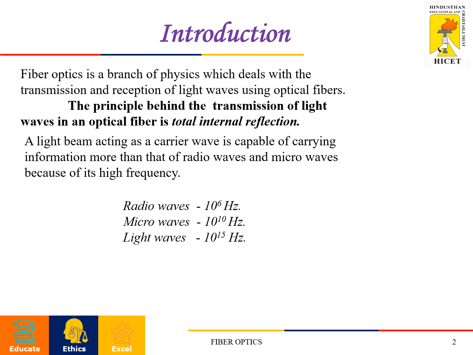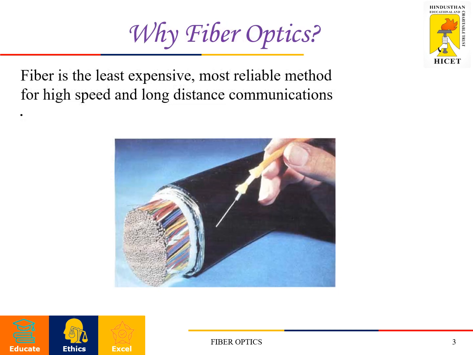Fiber optics is a branch of physics which deals with the transmission and reception of light waves using optical fiber. The principle behind the transmission of light waves in an optical fiber is called total internal reflection. A light beam acting as a carrier wave is capable of carrying more information than radio waves and microwaves because of its high frequency. Radio waves have a frequency of 10^6 Hz, microwaves have a frequency of 10^10 Hz, and light waves have a frequency of 10^15 Hz.